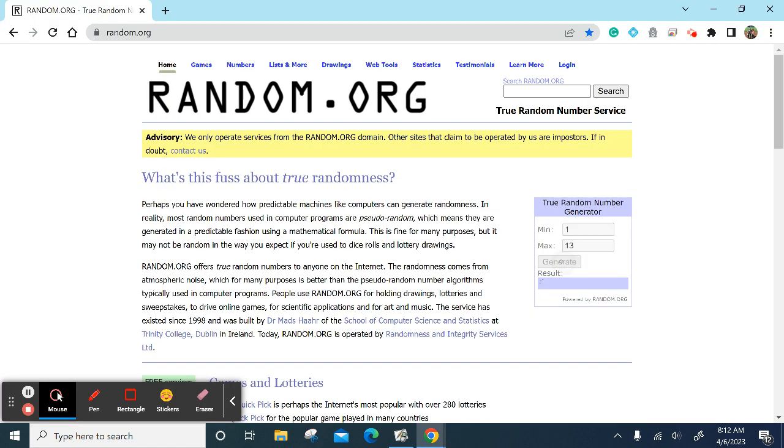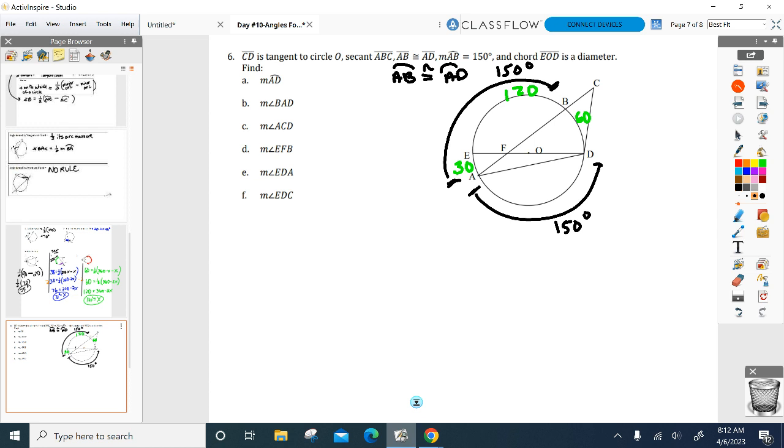Whoever's getting A, you're welcome. What's the measure of arc AD? 150. All right, yeah, you're welcome. It's already there, 150. Now everyone else is going to have to do some work here. All right, measure of angle BAD.